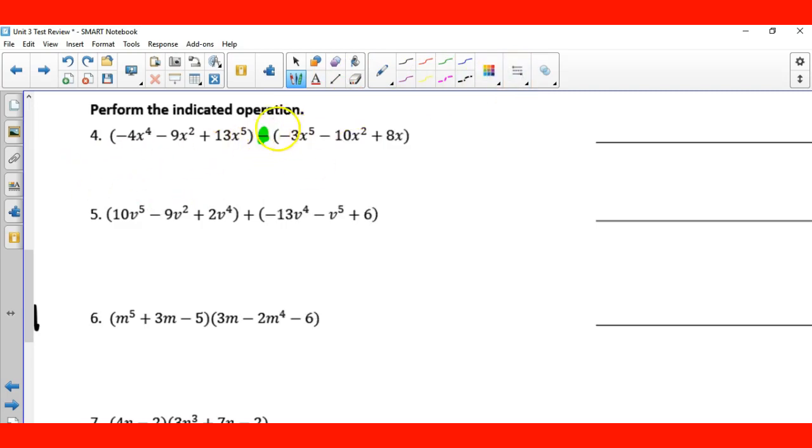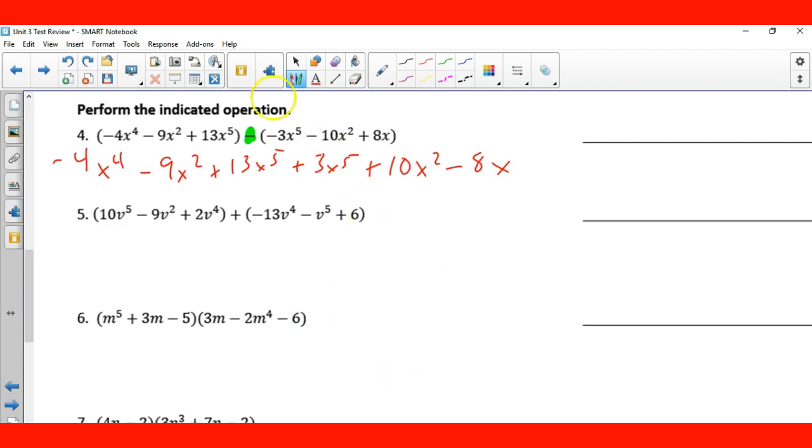So first, just distribute this negative. So we have negative 4x to the 4th minus 9x squared plus 13x to the 5th. Now, when I distribute this negative, this becomes a positive. So I have plus 3x to the 5th. And this becomes positive, so plus 10x squared. And this is a negative, negative and positive becomes a negative, so minus 8x.